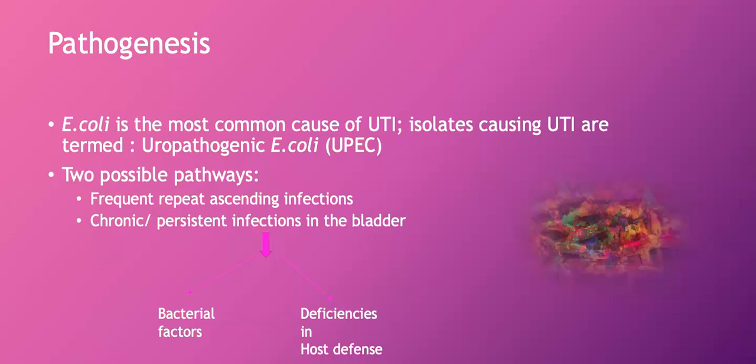And then in terms of pathogenesis, as I said, E. coli is the most common cause of UTI. The isolates that cause UTI are termed uropathogenic E. coli, or UPEC. And these achieve infection from two possible pathways. So firstly, from frequent repeat ascending infections or chronic persistent infections in the bladder, which can be secondary to bacterial factors or deficiency in host defenses.